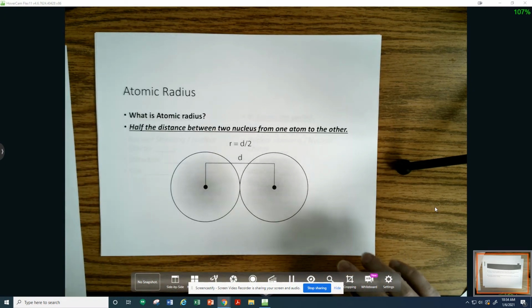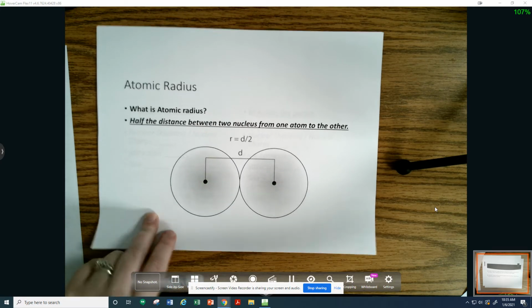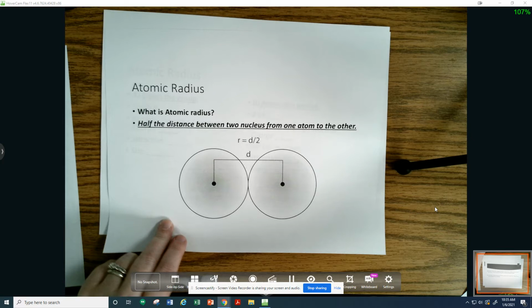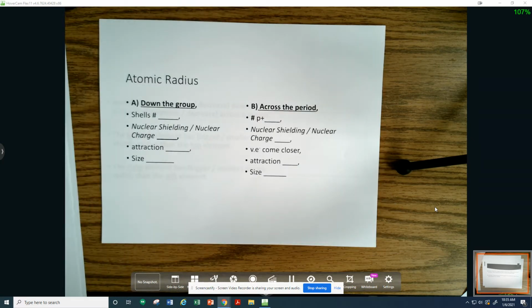To start out, to define atomic radius is essentially working towards finding the size of the atom. You probably recognize the word radius from geometry. So we're looking at half the distance. We can measure the distance from one nucleus to another and divide that in half to get the radius. What we really care about is how large the individual atom is for different elements.